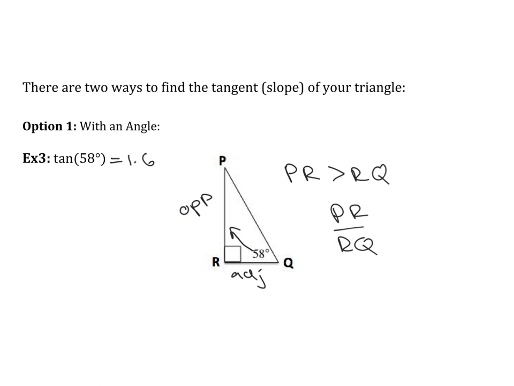Knowing that our numerator is larger than our denominator supports the fact that our tangent should be something that is greater than 1. And once again, if we want to find the percent grade, we can take our ratio here of 1.6. I can multiply that by 100. And I end up getting 160% for my percent grade for the tangent.